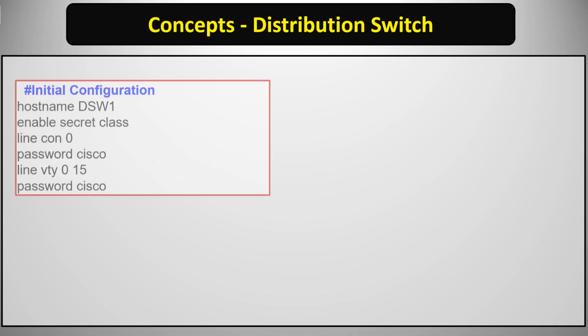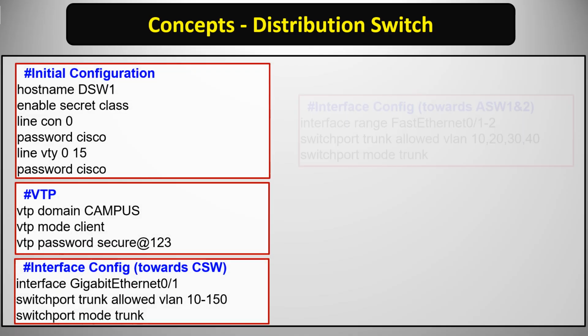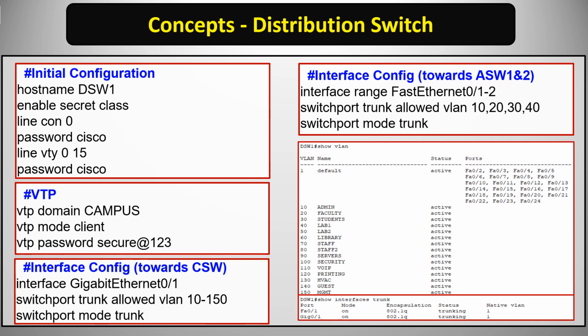Now moving forward, distribution switch. The distribution switches aggregate traffic from the access layer. The initial configuration involved the host name, again the secret password, and then the console password, and then the VTY password. After that, we have to define VLAN trunking protocol with the same domain name and password, but the different mode, that is client. Then we have to define the trunk interfaces towards the core switches and towards the access switches.